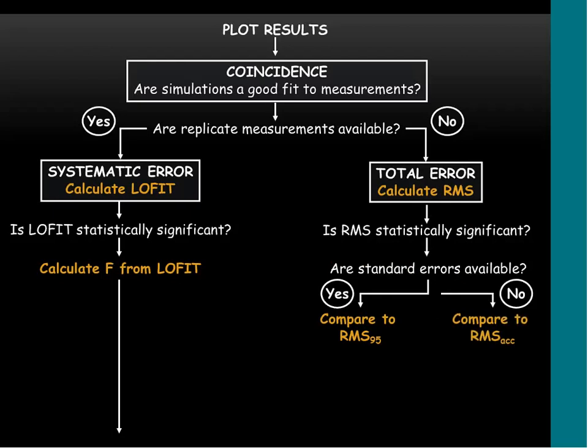And if they're not available, then we can compare to a user-defined acceptable error, which might be from stakeholder consultation. It might be from the instruments that we're using for the measurements, or that we're using to provide the observations. But for all of those, we can then compare them. Okay, so we've got either the systematic error. If we've got the replicate values, we'll use lack of fit. If we haven't, we'll calculate the RMS or RMSE. And if we've got the standard errors, we can compare them to RMS 95. So we've got a good, robust statistical method there, which we can then test for coincidence.